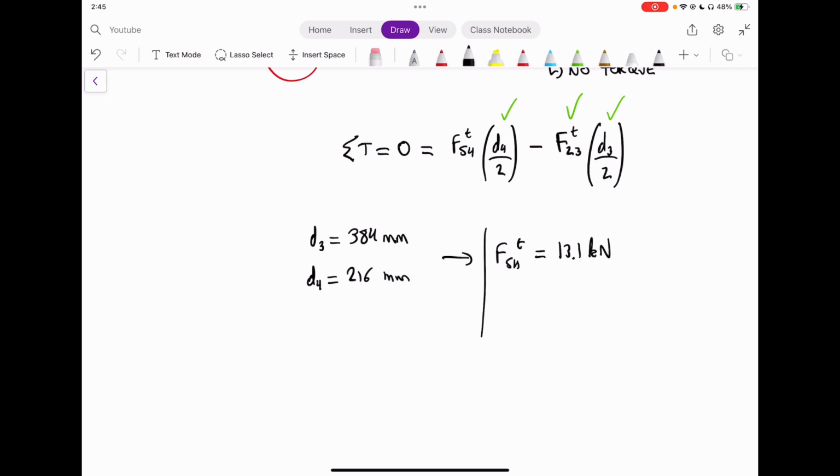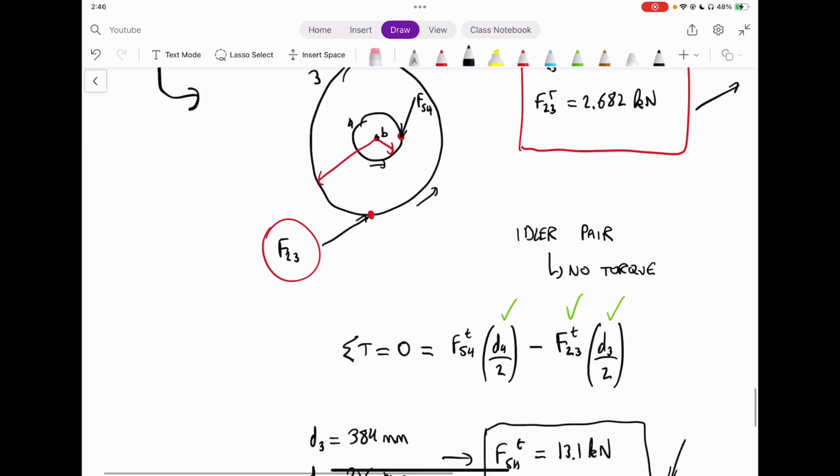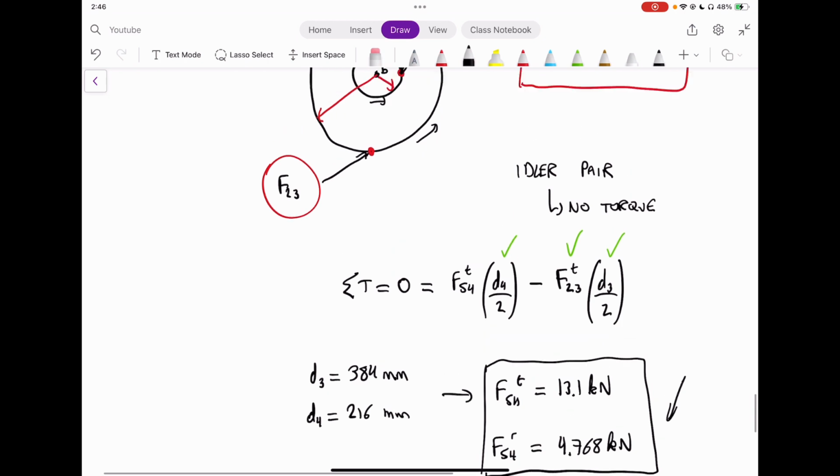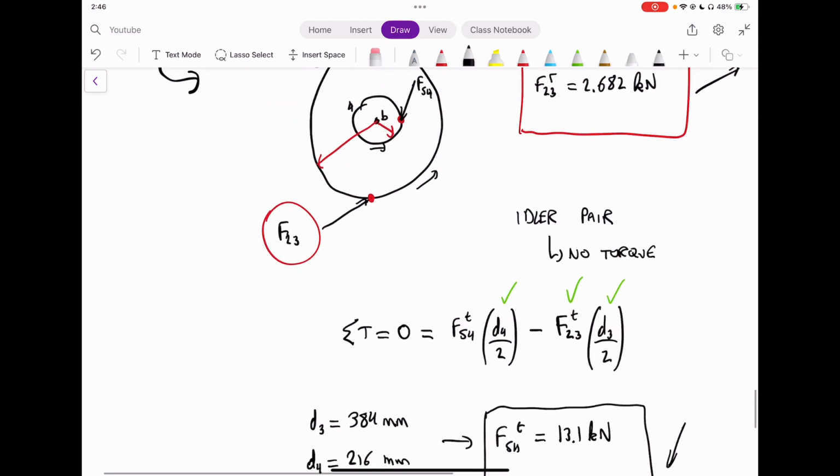And then from there, we can solve for F54R, which is equal to 4.768 kilonewtons. And we can add the direction of these forces is this way. Essentially what we've said is that if you summed up F54T, F54R, and then F23T and F23R, these forces would be the forces acting upon shaft B.